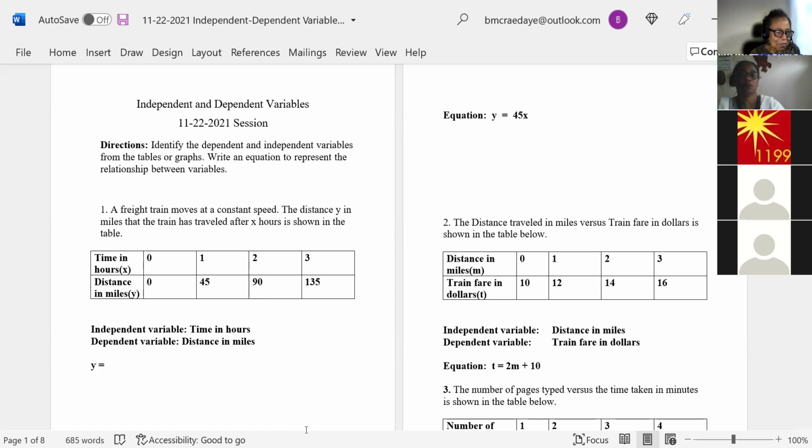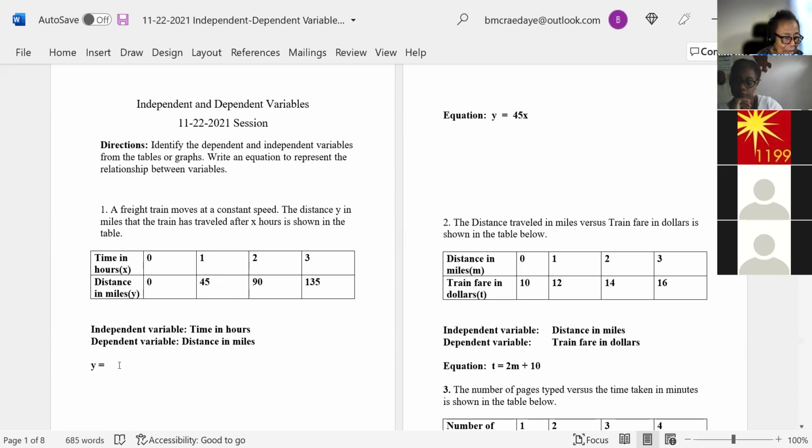So what do you do with the 45? Remember, the relationship has to be between the distance in miles and the time in hours. What do you do to the time in hours to get to this distance, the output?